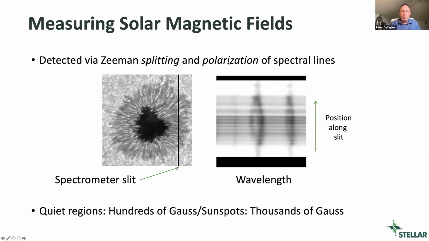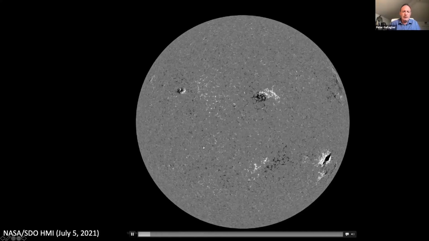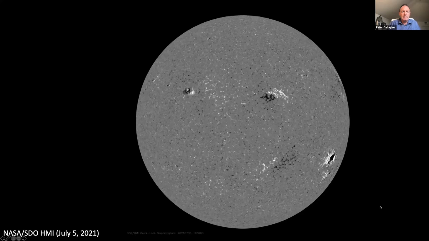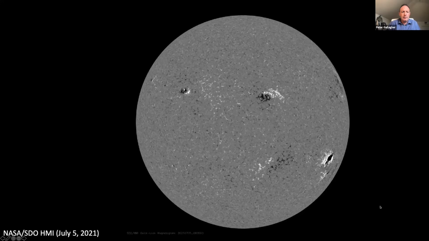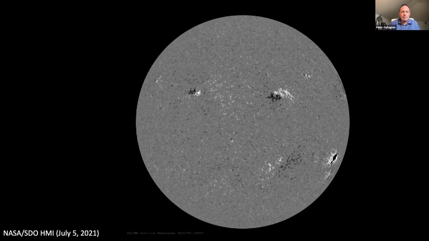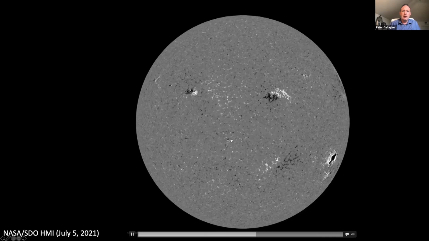You can also use the polarization, and it'll actually not only get you the strength of the magnetic field or the magnitude of the magnetic field, it'll get you BX, BY, and BZ. And then you can make beautiful images like this. This is a movie actually taken over a couple of days. Well, actually it's a 24-hour image taken on July the 5th from a spacecraft called Solar Dynamics Observatory. And this is the HMI instrument. But it shows you all of these small scale magnetic features.